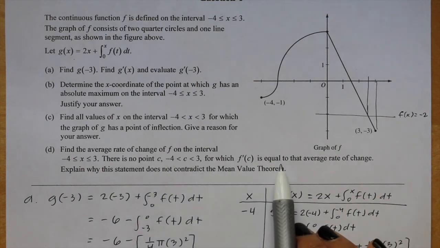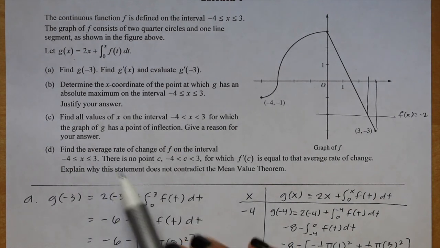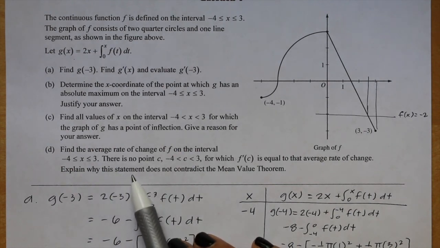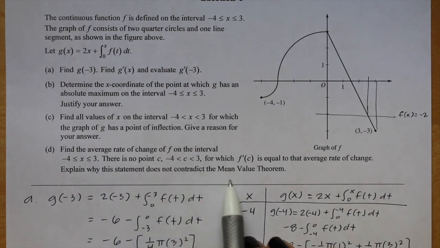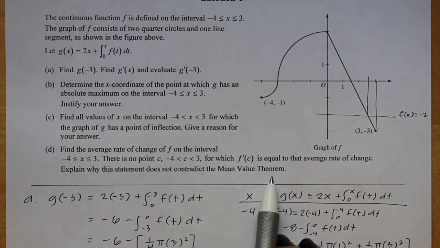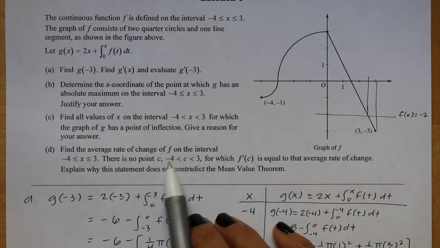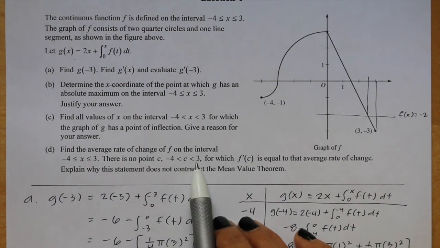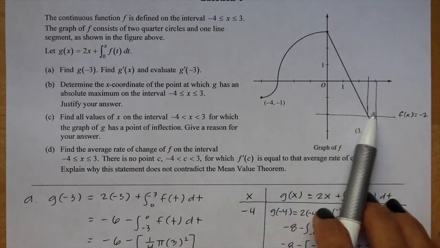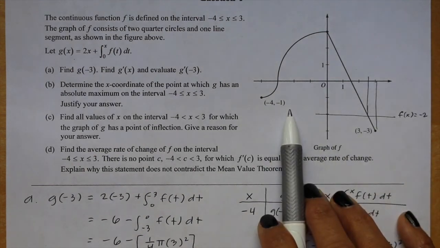The second part of the problem says there is no point c on that open interval for which f prime of c is equal to that average rate of change that we just found. And we want to explain why this doesn't contradict the mean value theorem. So the key to this is that the mean value theorem's hypotheses say that in order for the mean value theorem to hold true, the function must be continuous on the closed interval and differentiable on the open interval. If we look at the function f from -4 to 3, we can see that this function is continuous on the closed interval from -4 all the way to 3.